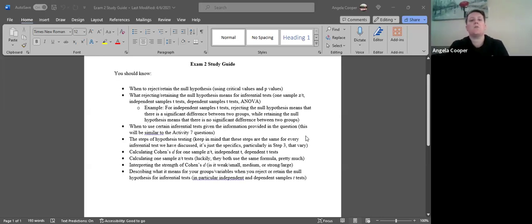Okay. So next is when to use inferential tests given the information provided in the question. There's going to be several examples, similar to activity 7. That was an activity we had a couple weeks ago where it was multiple choice questions where a study is being described, and it's up to you all, based on the information provided, to pick which test would be used to analyze the difference.